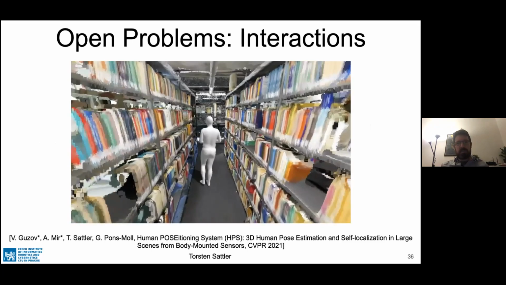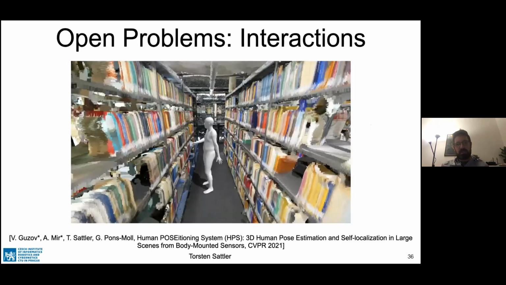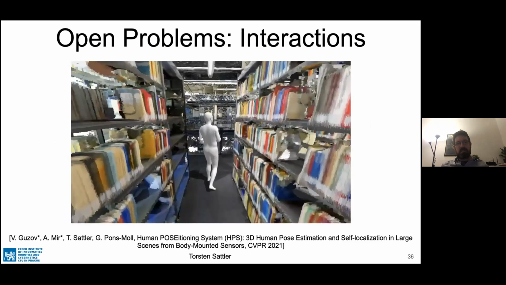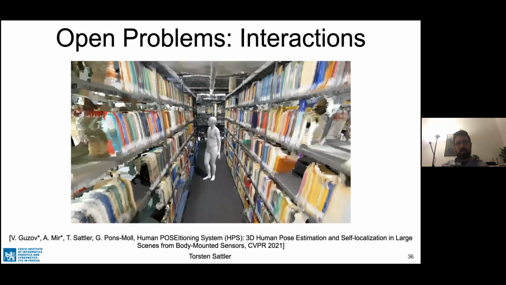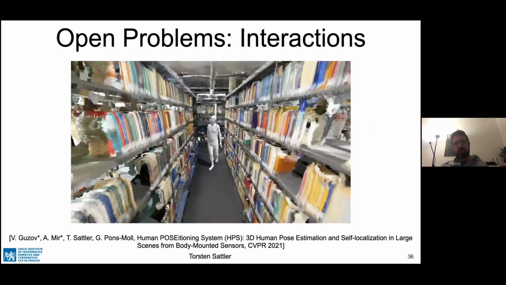Let's finish with a couple of open problems. One problem in localization, but also mapping, is modeling interactions. Here you see this system that I showed before in action, where we track the human pose, and the human is actually interacting with the world by taking a book out of the shelf. But because our scene representation is static, we're not able to model this interaction.